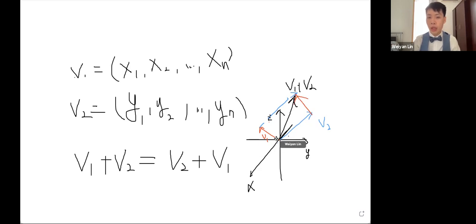So the end result is from the origin to the endpoint here. So that is the resultant vector, okay? So this is the geometric interpretation: the sum of the vectors is the diagonal vector of the parallelogram formed by these two vectors. Okay.